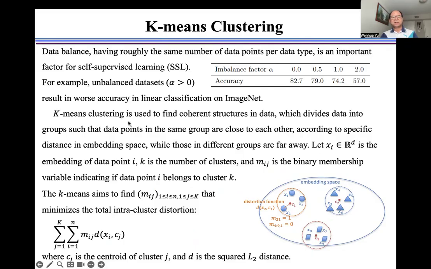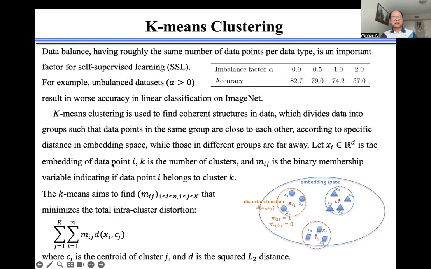K-means clustering is used to find coherent structures in data. It divides data into groups, such that data points in the same group are close to each other according to a specific distance in embedding space, while those in different groups are far away. Let xi be the embedding of a data point i, k the number of clusters, and mik the binary membership variable indicating if data point i belongs to cluster k.